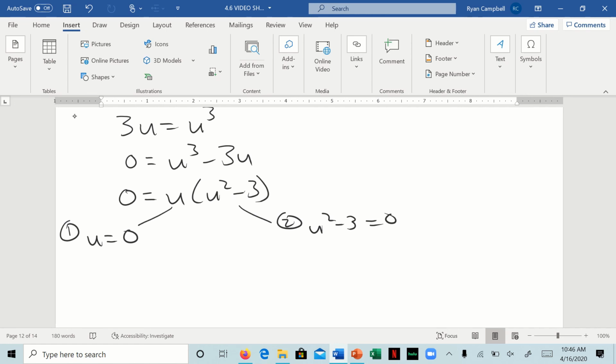So in the second case, since we already got u is 0, we can see that that would mean u squared is 3. So then u is either positive square root of 3 or negative square root of 3. So we have a 2.1 and a 2.2.